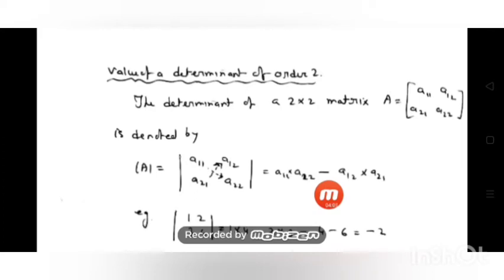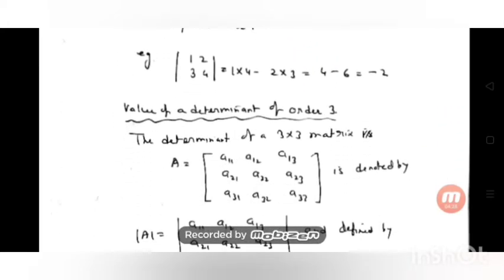Just after some time, when we know the terms like minor and cofactor, it will be clear why we have to give negative in between them. So always remember, first you start with positive, then negative. Like this we are going to find out its value. In case of numbers we can get its value.